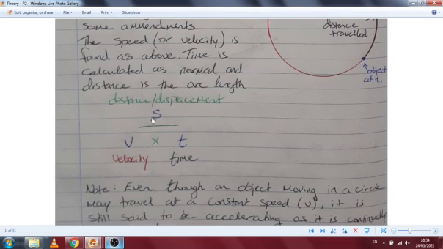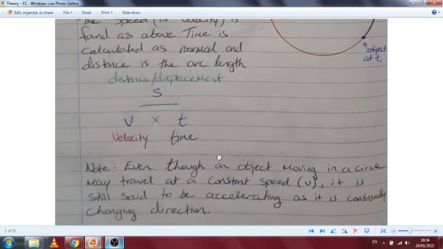So we have distance, which is given the letter S, velocity, which is the letter V, and time, which is T. So even though the object is moving in a circle, it may travel at a constant speed. So in our problem here, we would assume that it's traveling at constant speed. However, even though it's at constant speed, it is said to be accelerating as it's continually changing direction. That change of direction without a change of speed still counts as acceleration. And this is an important point, and it's something we will consider again later on.